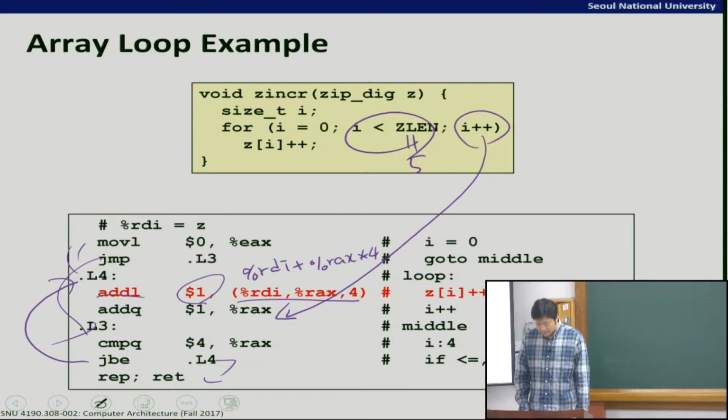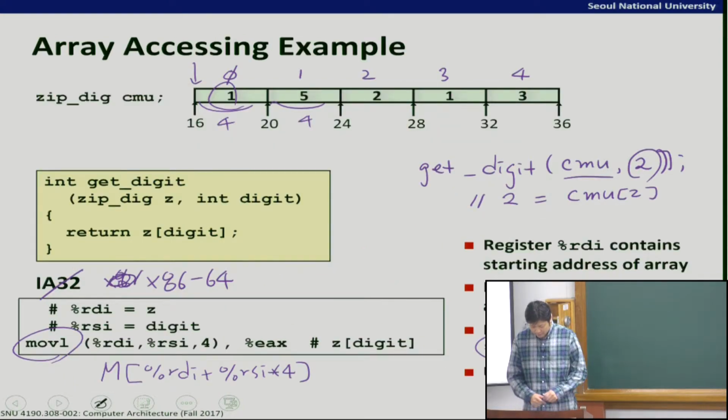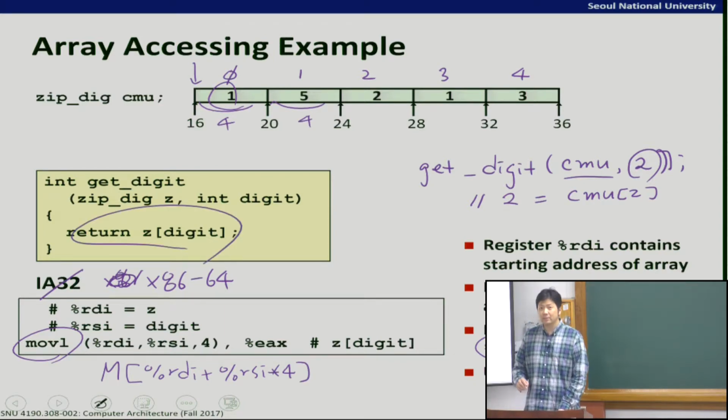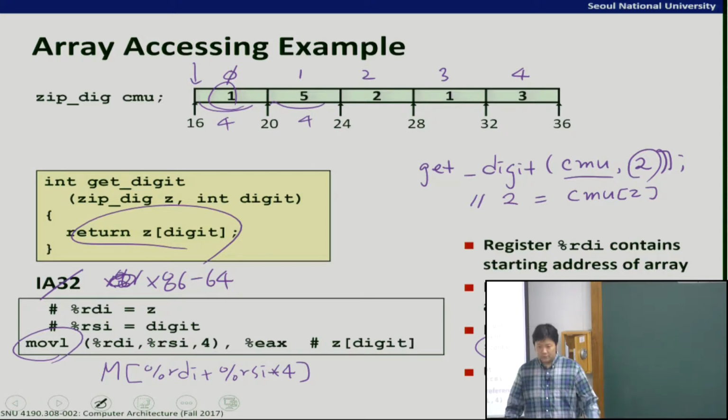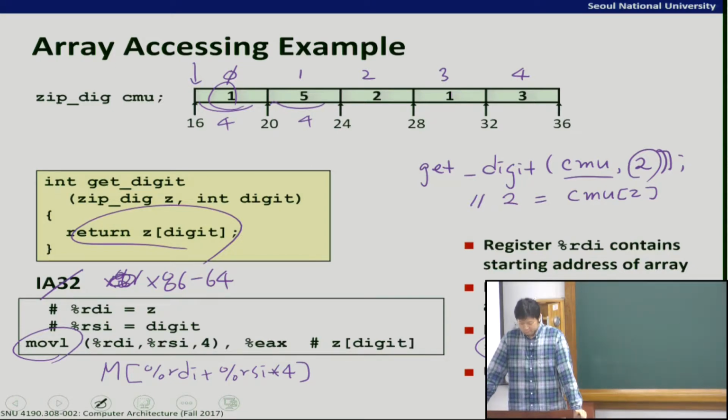So the takeaway here is that this array access can be very easily implemented using a single instruction, right? It's very compact. It just takes one instruction. So this gives very compact code. And this is very different from what is called a RISC architecture.